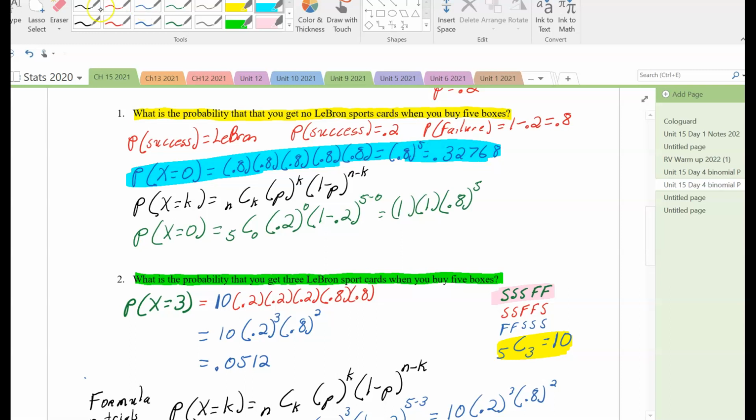So the point of me showing you the formula is to let you know that that does exist. And when you type this into your calculator, you'll get 0.32768. And the graphing calculators also have a command, which I'm going to show you next.